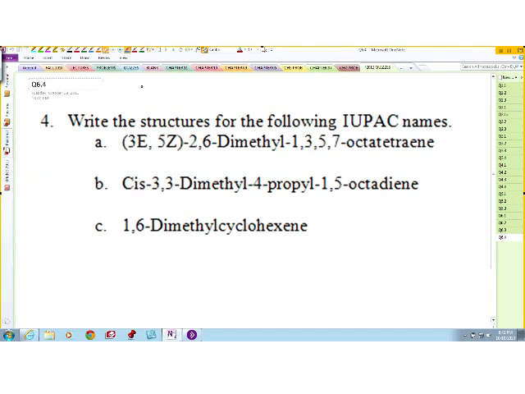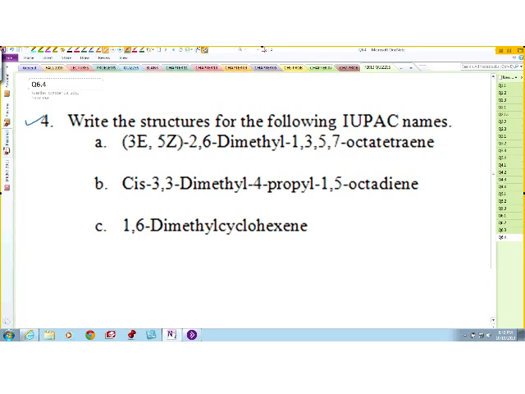Number 4. Amit, can you go ahead and read this for us? Okay, thank you. What they want you to do here is write the structure for the following IUPAC names.